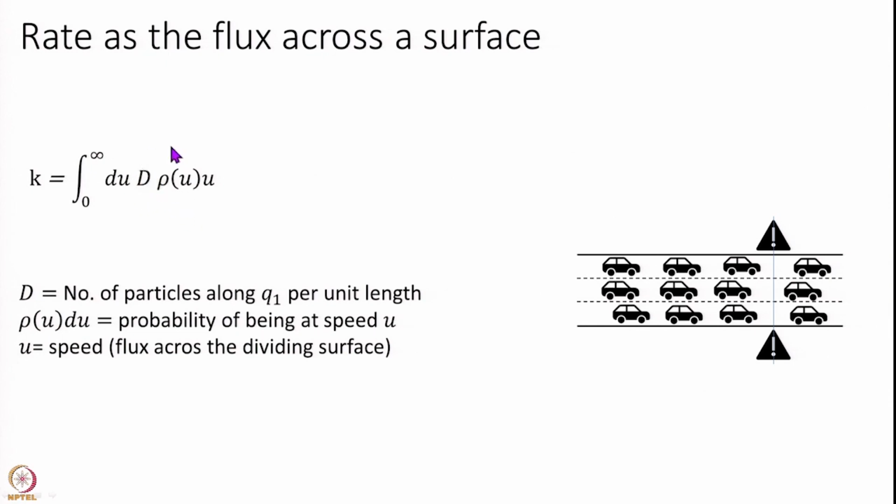So, this factor d into rho u is the density of cars at speed u, and u here is the speed, which is nothing but the flux across my dividing surface. That is the technical language we use. So, this is what I call my dividing surface. The dividing surface is nothing but a line that crosses from the left to the right, and u is telling me at what rate I am transitioning. And d into rho u gives me the density, and if I integrate over all speeds I get the rate constant.